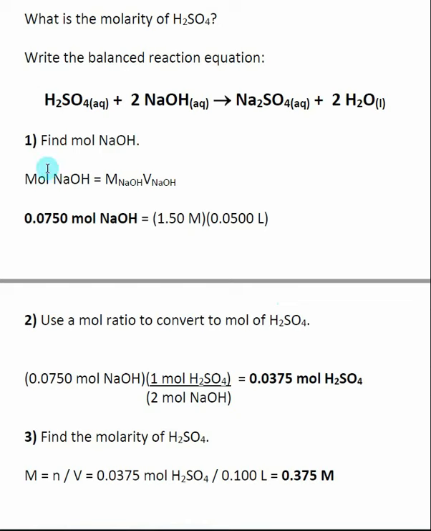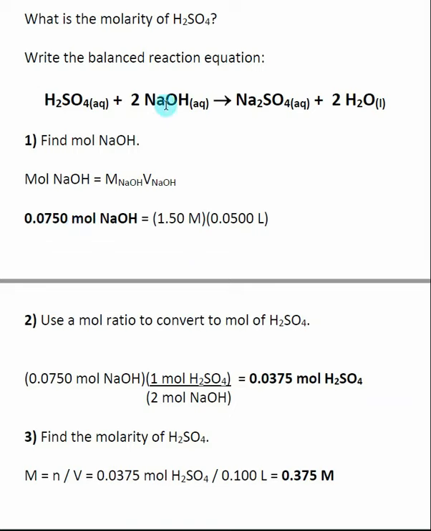So the first step here is to find out how many moles of NaOH it took to reach our endpoint. And so once again, that is molarity times volume. So the molarity of NaOH times the volume of NaOH that it took to get to our endpoint will tell us how many moles of NaOH we needed to complete this reaction. So we had 1.5 molar NaOH that was given. It took 50 milliliters to get to our endpoint, and so overall it took 0.075 moles of NaOH.